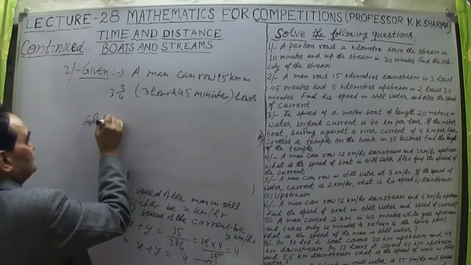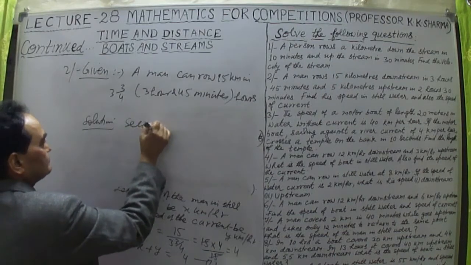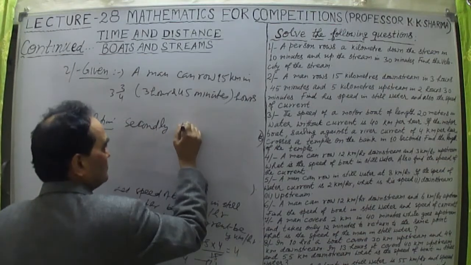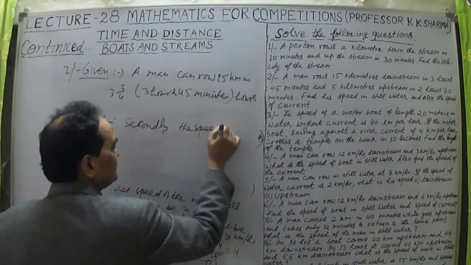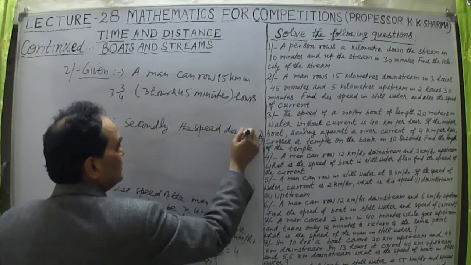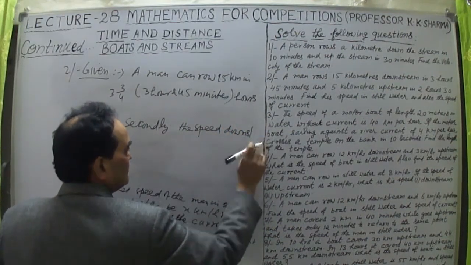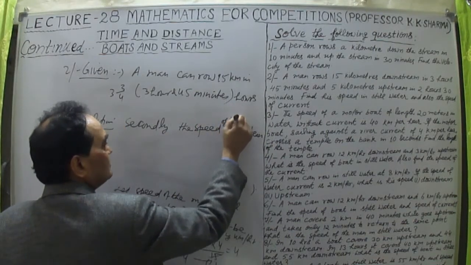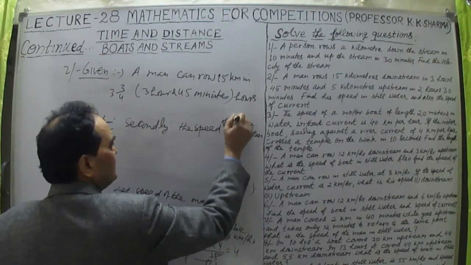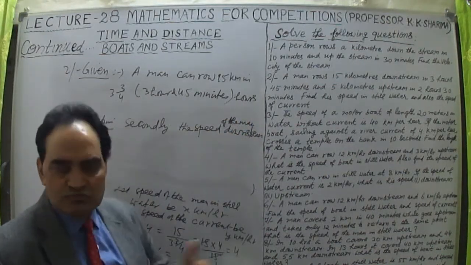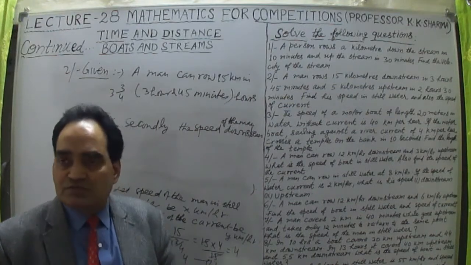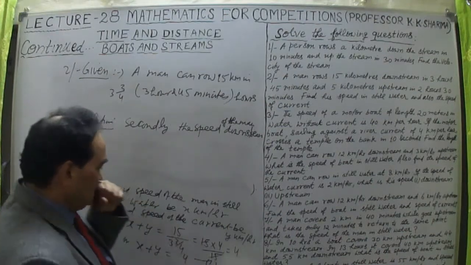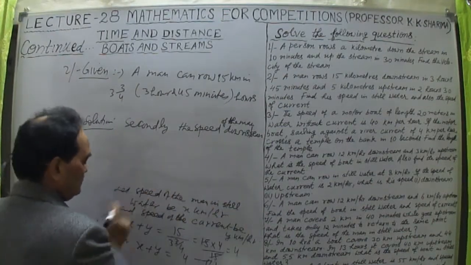Solution. We are calculating. Secondly, the speed of the man downstream. Whenever the speed of the man or boat is to be calculated, downstream or upstream, that means it is the boat's or man's combined speed. Okay, so this is what we are getting here.